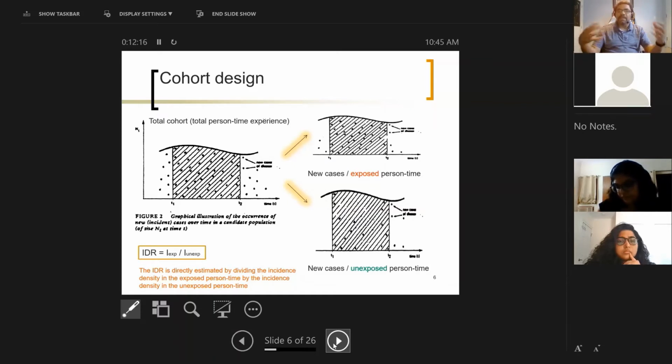There must be a mechanism to see who developed disease and when they developed the disease. Then you'll be able to analyze the data, and the cohort design is inherently longitudinal, right? Cohort study is always longitudinal in terms of its movement into the future, okay? Excellent design, painful to do.